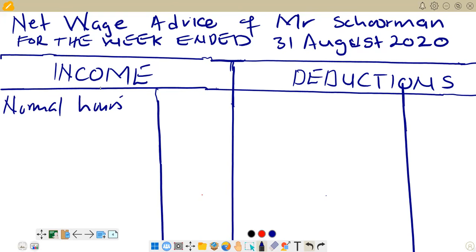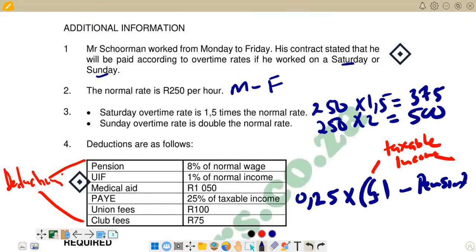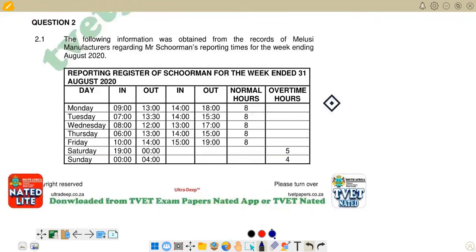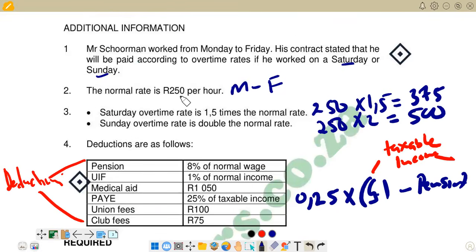If we go back to our question, let's see the total normal hours that we have. We are told that from Monday to Friday we've got normal hours, and we've got 5 days there, 1, 2, 3, 4, 5. Then total normal hours are going to be 8 times 5, which gives us 40. So 40 is the figure for normal hours, and the normal rate we are given here is 250. So we are just going to list that.